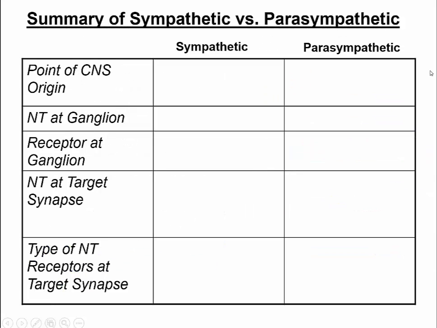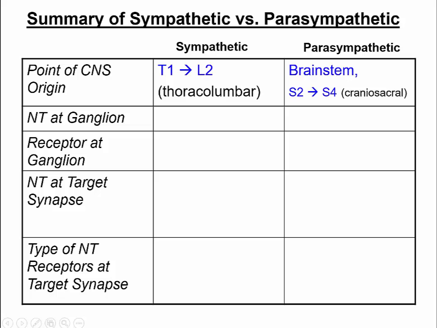Let's take a little quiz. In the sympathetic nervous system, what's the point of the central nervous system origin? Where does it come out of the central nervous system? It comes out of the thoracolumbar region. Parasympathetic comes out of the cranial sacral region. More specifically, the sympathetic is going to come out between T1 and L2, thoracolumbar. Parasympathetic comes out of the brainstem and the sacral area, S2 to S4. We call that the cranial sacral.